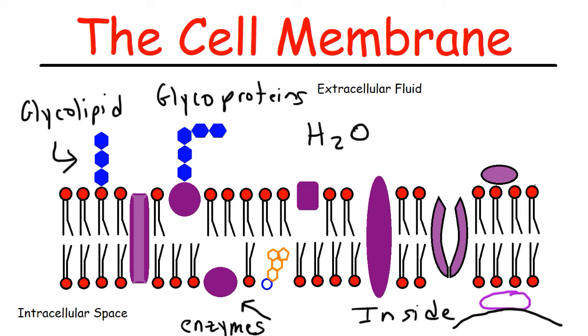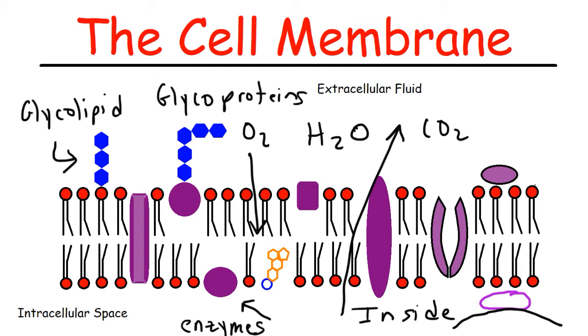Now, small nonpolar molecules can easily diffuse into or out of the cell. So when you take a breath, when you breathe in, you're breathing in O2. Oxygen flows into the cell because the cell needs it. And then when you exhale, you breathe out carbon dioxide. So carbon dioxide tends to flow out of the cell. Both of these molecules are small nonpolar molecules. They can easily pass in and out of the cellular membrane.